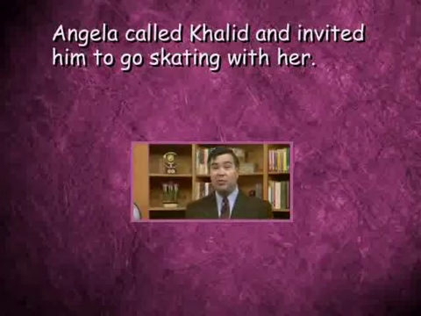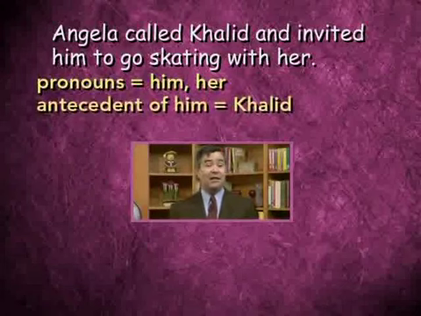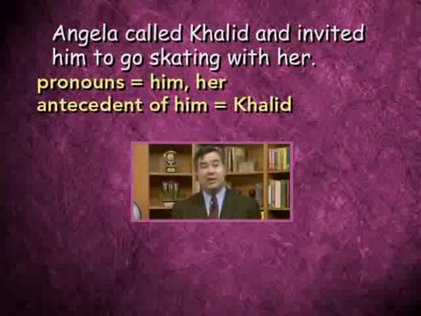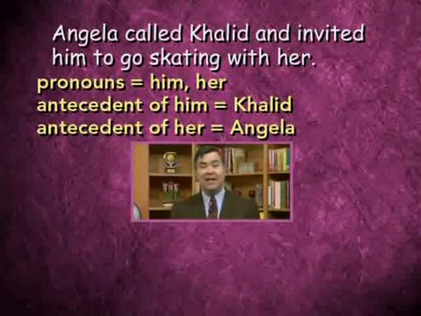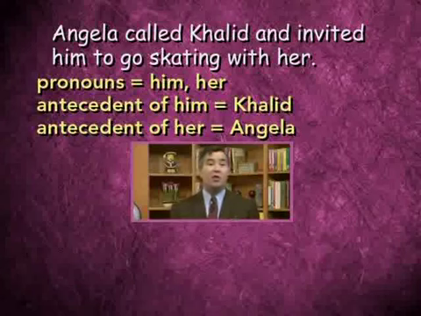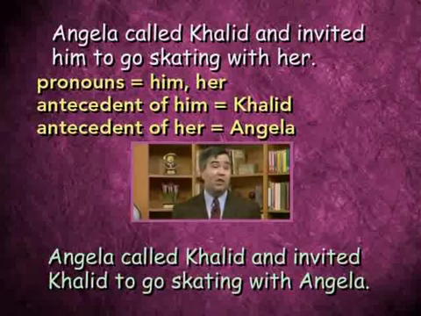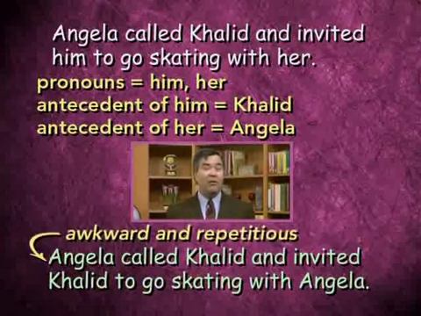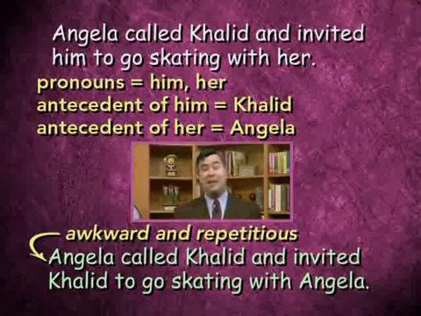Now, this sentence contains two pronouns, him and her, and each of these pronouns has an antecedent. The antecedent of him is Khalid, because that's the noun that the pronoun him takes the place of. The antecedent for her is Angela, because that's the noun that her takes the place of. Notice that those nouns could be substituted for the pronouns and the sentence would still mean the same thing. Angela called Khalid and invited Khalid to go skating with Angela. The sentence would mean the same thing, but it sounds rather awkward and repetitious, which is why we use pronouns instead. But a pronoun and its antecedent should always match.